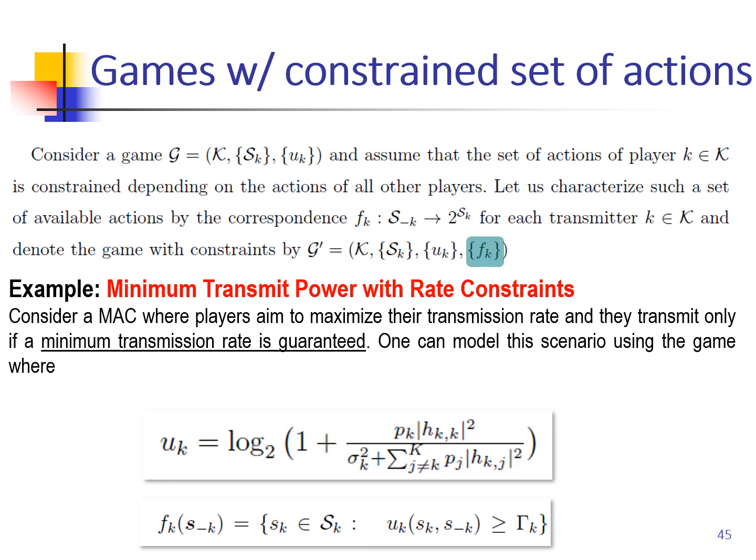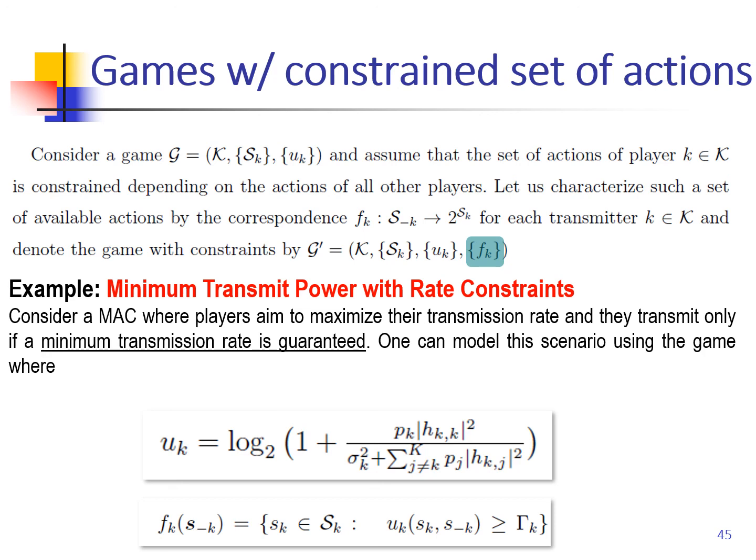So let's consider this game here, G. You should also be very familiar with this notation now. It's the same notation that we'll be using throughout this course. The set of players, the set of strategies S, and the utility UK. Now we assume that the set of actions of players is constrained depending on the actions of all the other players.